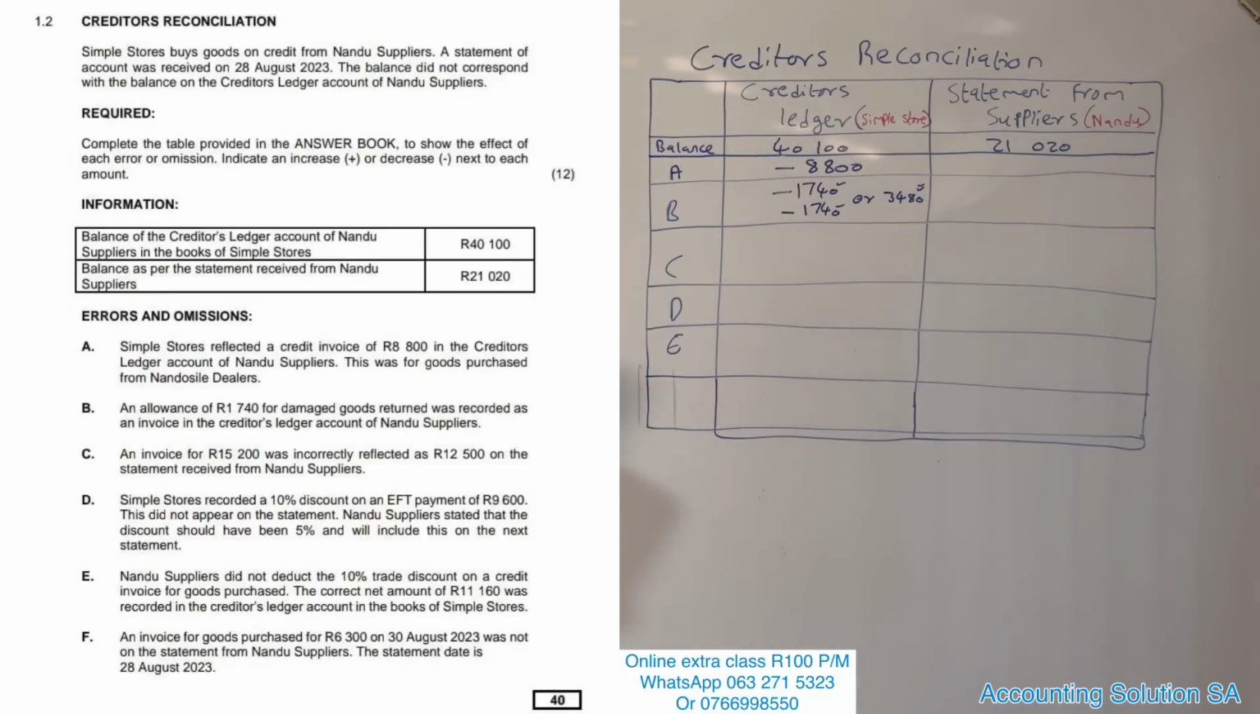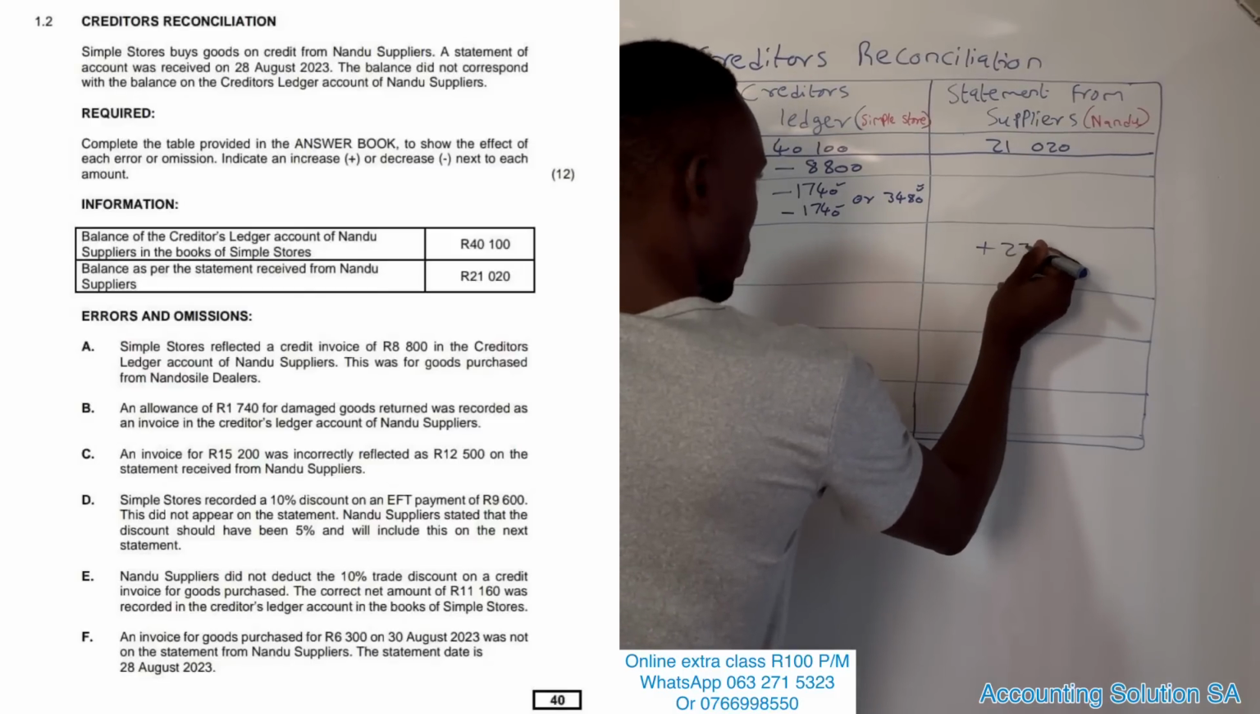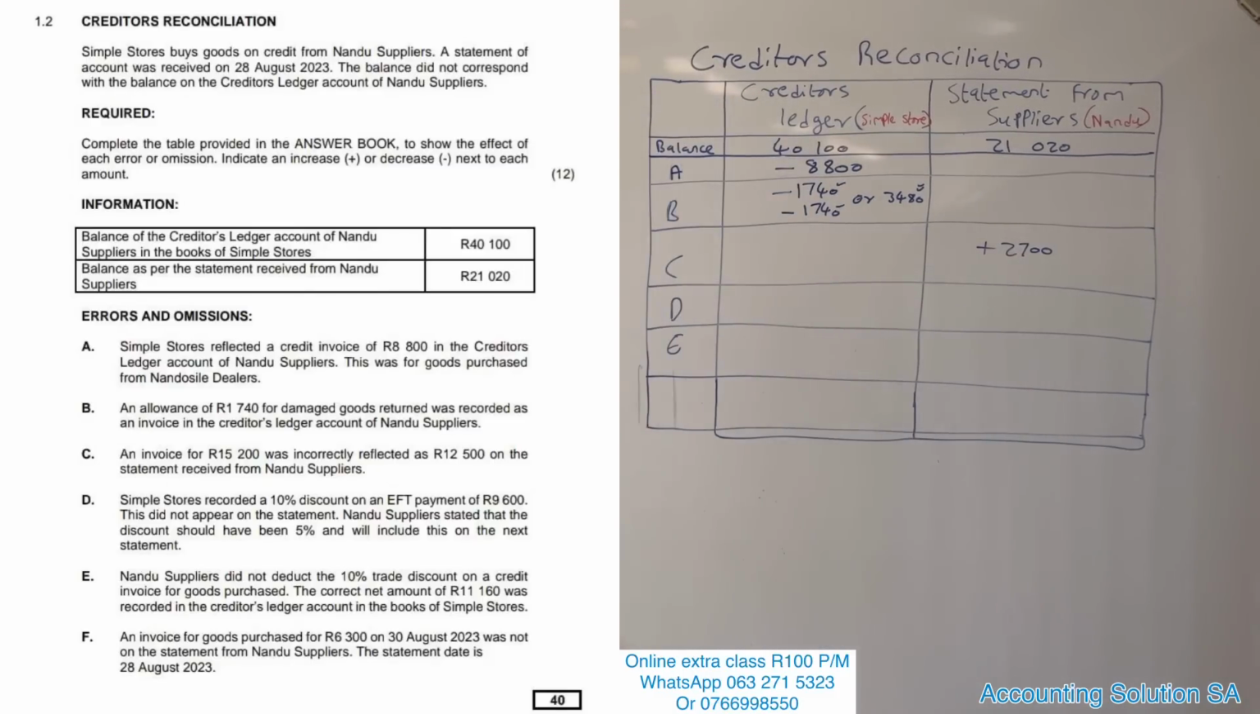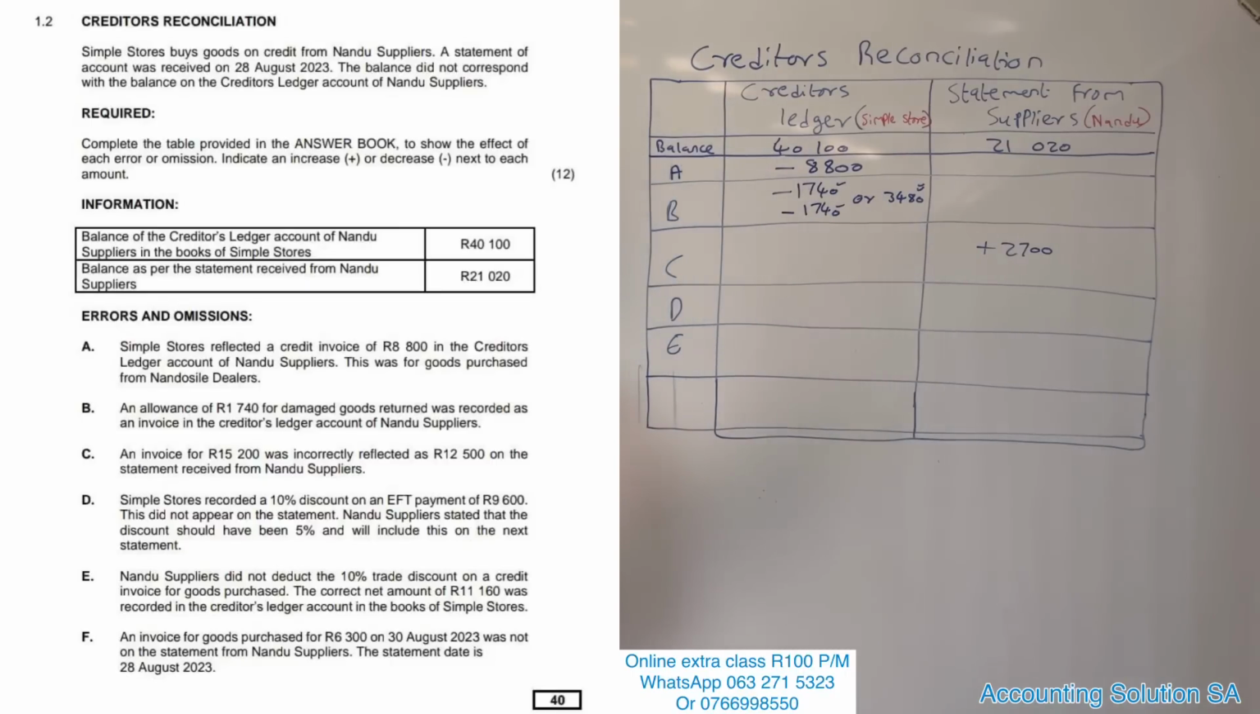If you say 15,200 minus 12,500, you will find that we are going to add an amount of 2,700. We calculate the difference to rectify that mistake. If you go and add this 2,700 to 12,500, it will go back to 15,200, which is correct.